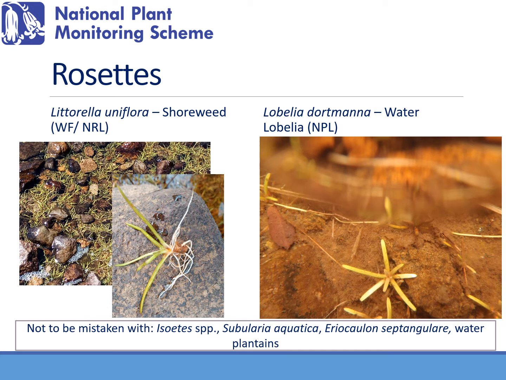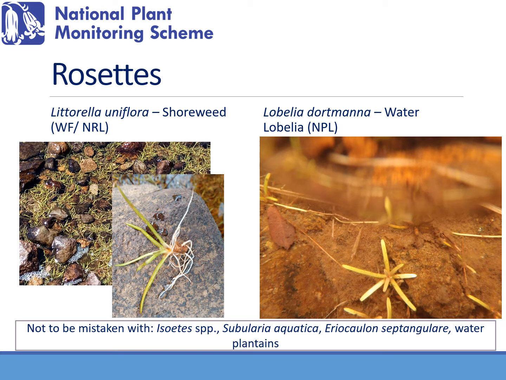The first category of submerged plant we're going to look at are the rosettes. And here we have a perfect example of unrelated species looking superficially similar to each other. On the left, we have shoreweed, Littorella uniflora. And on the right, we have water lobelia, Lobelia dortmanna. And these are just 2 of perhaps 5 or 6 different rosette species that occur in British waters.